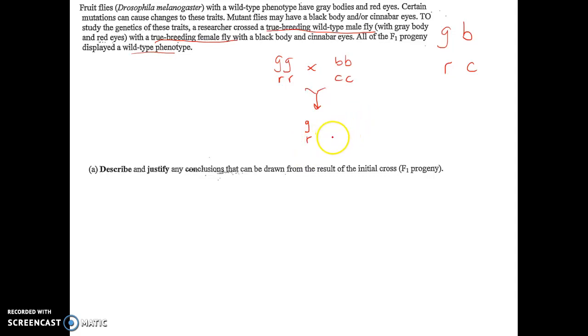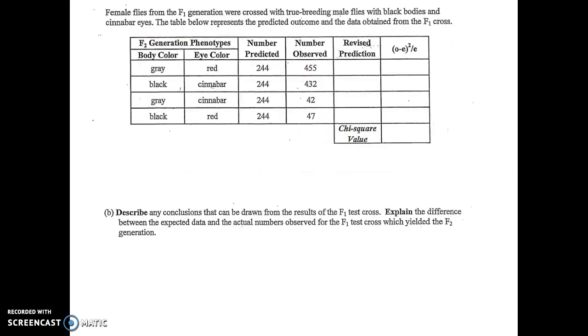So when you cross these, you get gray and red-eyed flies. They're not telling you anything about different gender ratios here. So since all of these F1 were gray and red, this should tell you that gray is dominant to black, and that red is dominant to cinnabar, okay? And that they are probably then autosomal, right? So that is the answer to part A here.